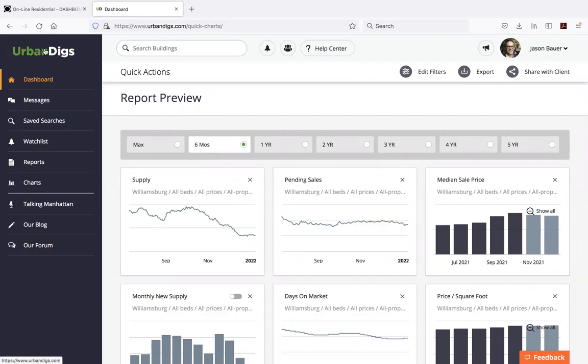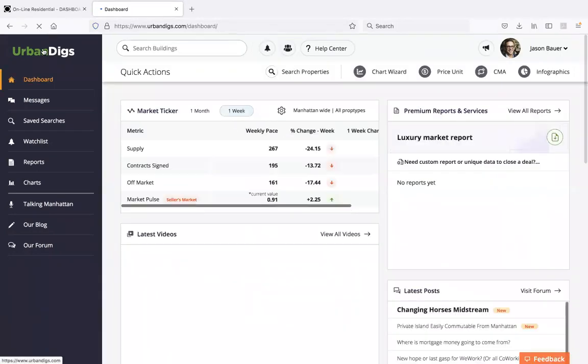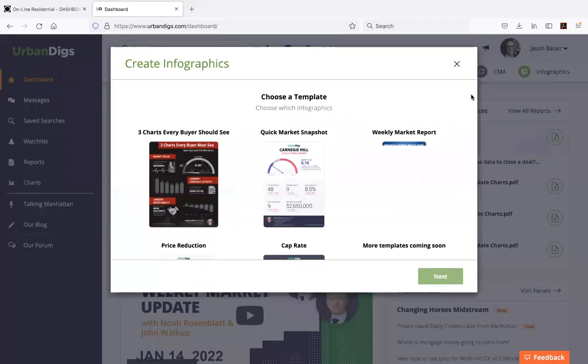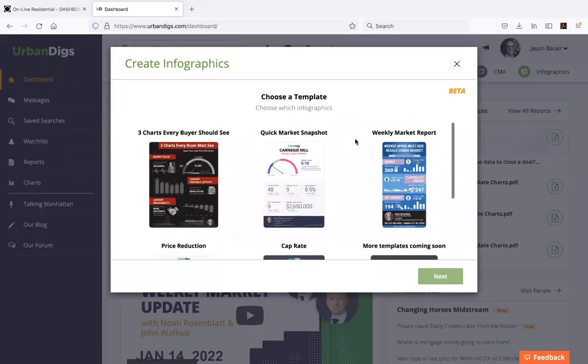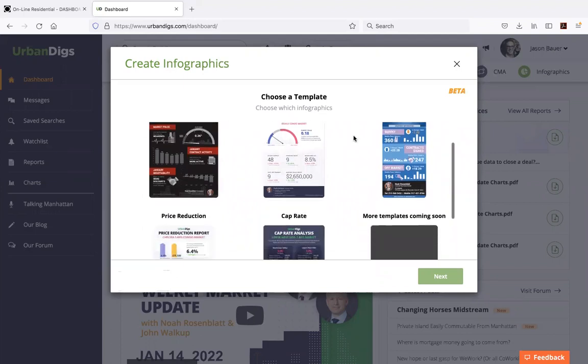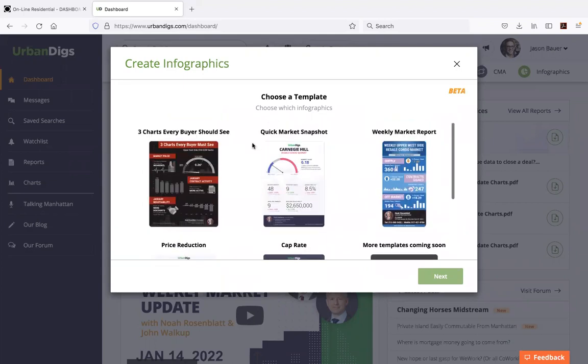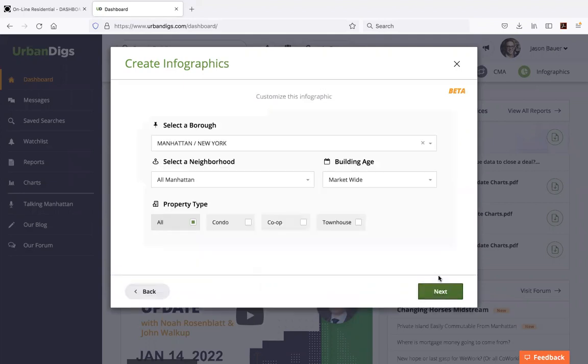The other thing that you can do, and I'm going to go back to the homepage on Urban Digs, is you can pull in what's called an infographic, right? Now, there are 5 different ones you can pick from: 3 charts every buyer should see, a quick market snapshot, a weekly market report, price reductions, cap rate, right? I like this quick market snapshot. This is the one that I tend to use. So I'm going to click there.